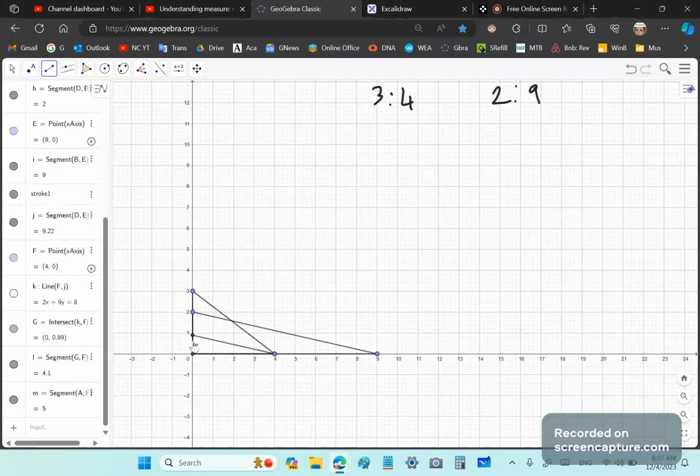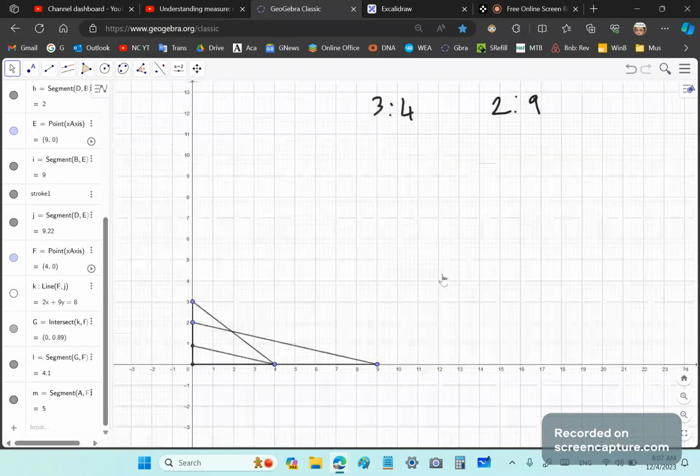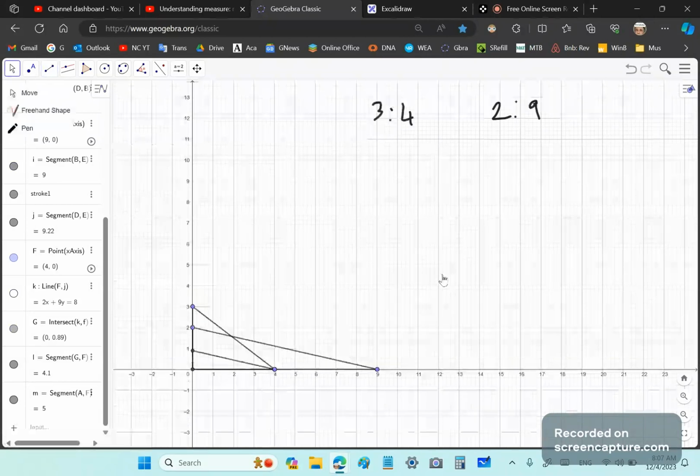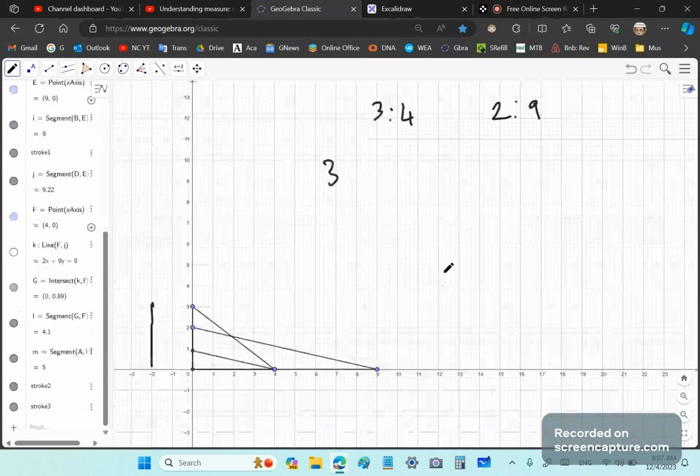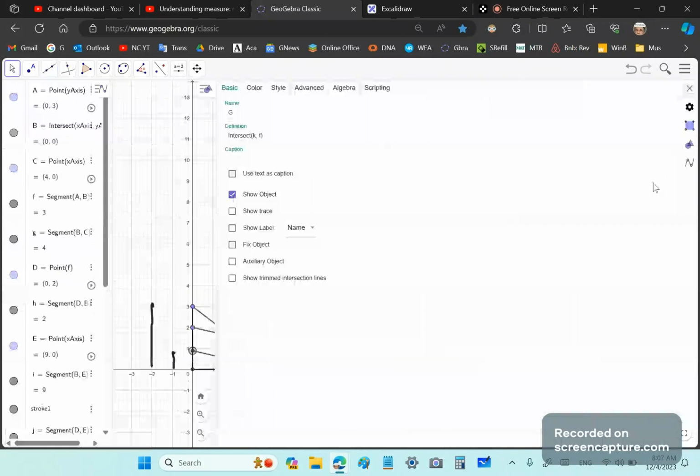So what we would do is take the antecedent for 3/4, which is 3. It's this line here. And this antecedent for the 2/9, which we said is roughly 0.89.